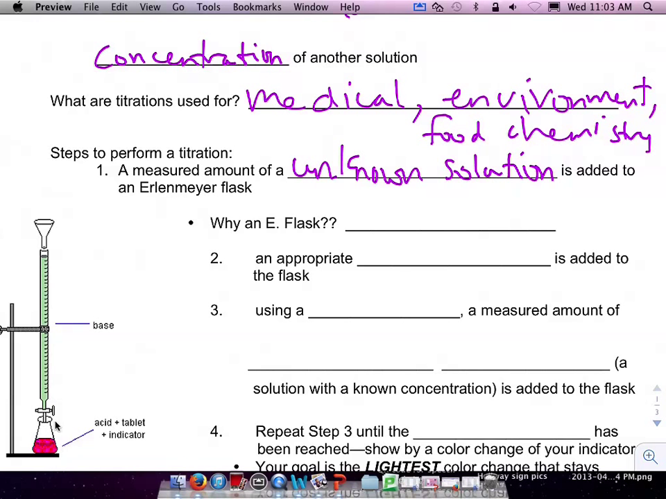Erlenmeyer flasks are kind of these triangle shaped ones. And why do you think that's a good shape for something like this if we're going to be adding solution to it and we want everything to stay in? Well, take a look at the shape. The dispenser can go right in there, and when it splashes, it's not going to splash out. If it was an open beaker, those drops could kind of splash all over. So why an Erlenmeyer flask? Because it prevents splashing.